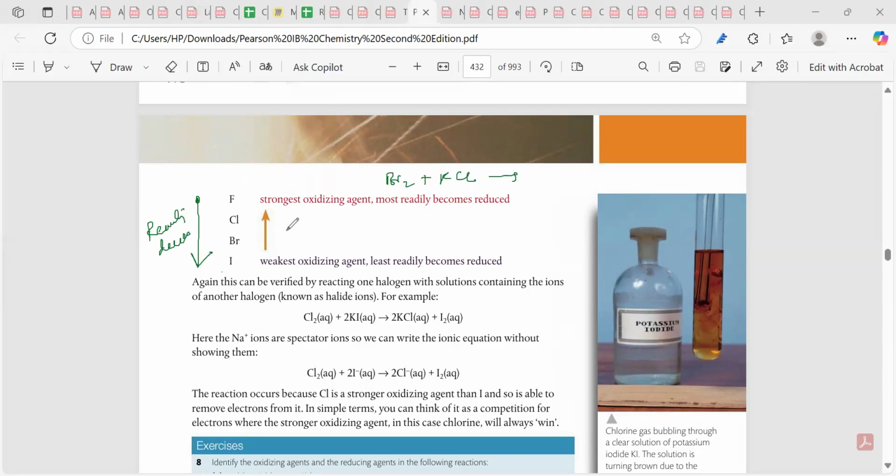No, because it's less reactive than. No reaction happening, right? But if we take chlorine with KI, will chlorine be able to displace iodine? Yes, because chlorine is more reactive than iodine.